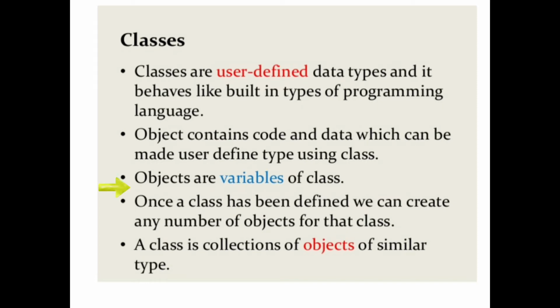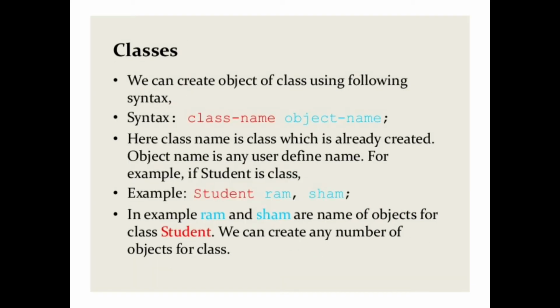Objects are variables of a class. Once a class has been defined, we can create any number of objects for the class. A class is a collection of objects of similar type. We can create an object of a class using the following syntax: class name, object name, semicolon. Here the class name is a class which is already created, and the object name is any user-defined name. For example, if Student is a class, then Ram and Sham are two objects of the Student class. We can create any number of objects for the class.